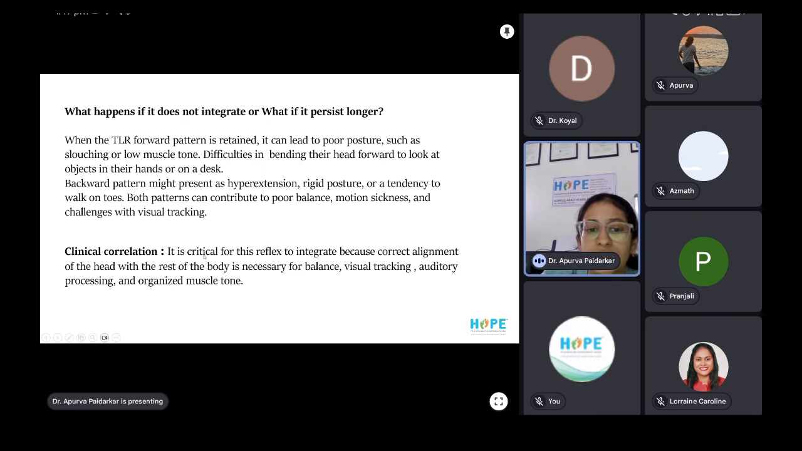And so that's why it is critical for this reflex to integrate, because correct alignment of the head with the rest of the body is necessary for our balance, visual tracking, auditory processing, and organized muscle tone.